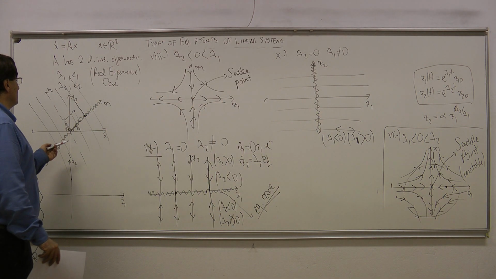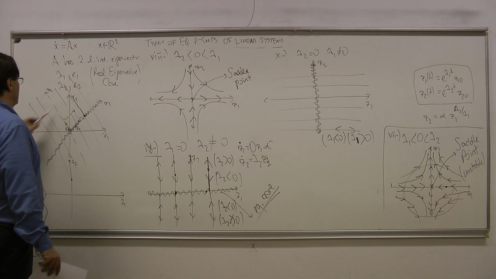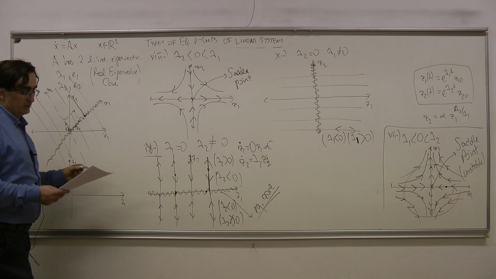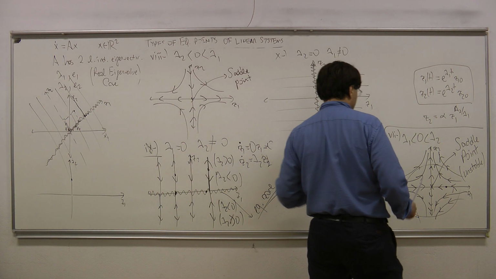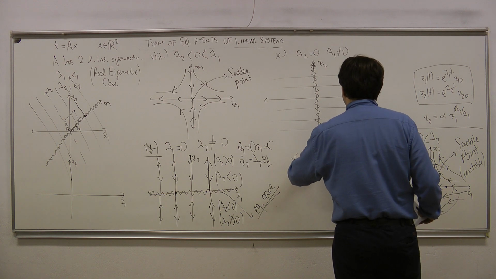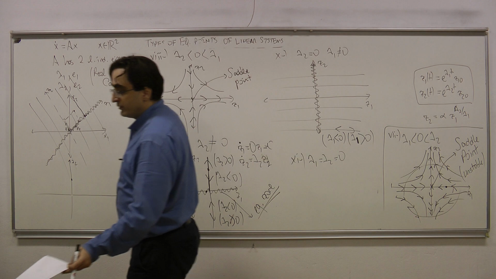And if you look at the motion in the x-coordinates, you would then expect motion on these parallel lines to the z1 axis. And the final case that we can consider is lambda 1 equal to lambda 2, and they are both equal to 0.